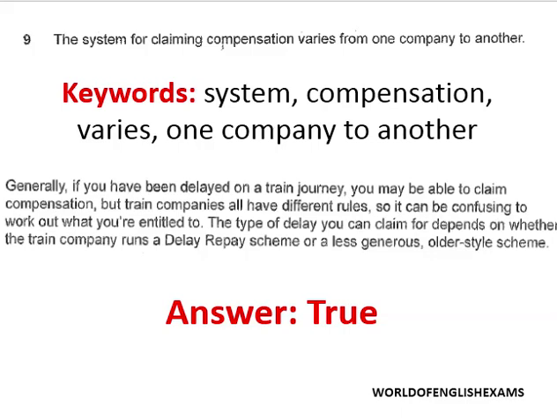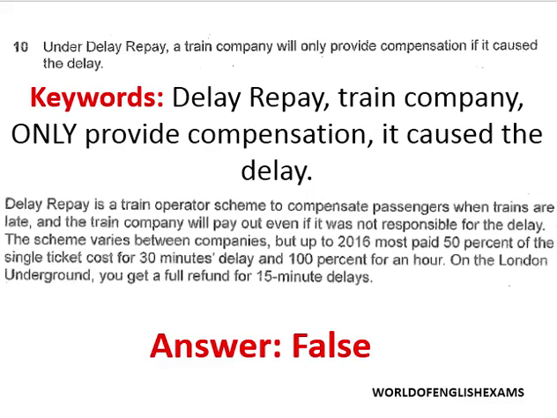Now let's proceed to the next statement. Under delay repay: here the keyword is delay repay, a noun which will not change. Under delay repay, a train company will only provide compensation if it caused the delay. Guys, please focus on these adverbs. Only is nothing but a condition. If it caused the delay means if the delay is from the train company's side. So if it is a delay from the passenger side, the companies are not going to provide you any sort of compensation. That is what it means.